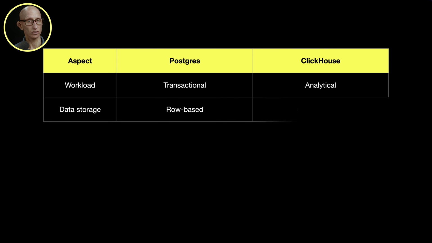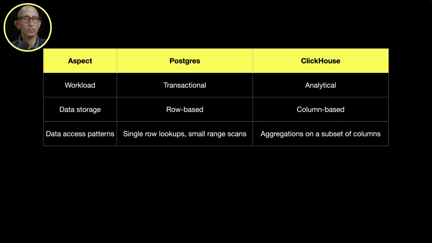In terms of data storage, Postgres stores this in a row-based format, whereas ClickHouse stores data in columns. Data access patterns. With Postgres, we'll typically be doing single row lookups and maybe small range scans, whereas in ClickHouse, it's more typical to do aggregations on a subset of columns.